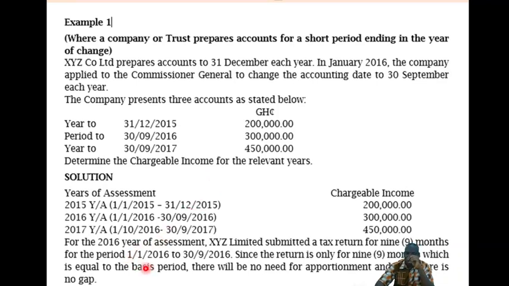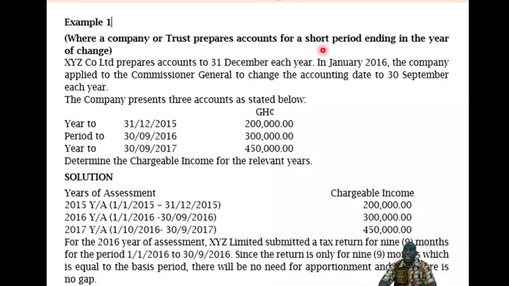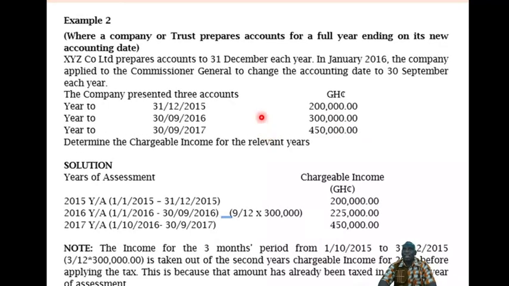Now let's go to another illustration and see example 2. In this example, they say where a company or trust prepares accounts for a full year ending on its new accounting date. The first one, they were preparing it not for a full year ending but for a short period ending the year. That's why we didn't apportion anything. But look at this one. They say the company or trust prepares accounts for now a full year which ends on its new accounting date.